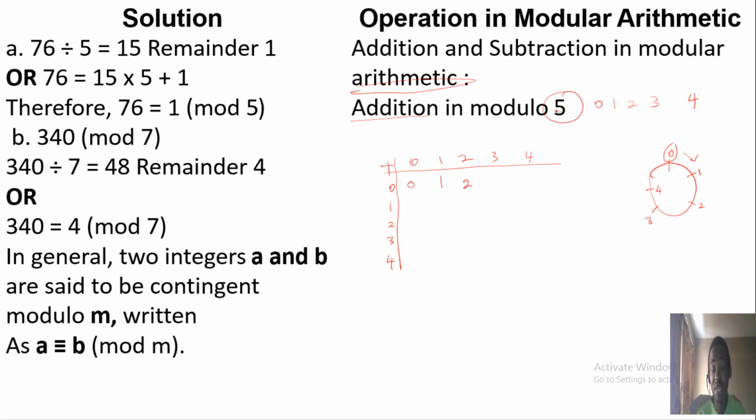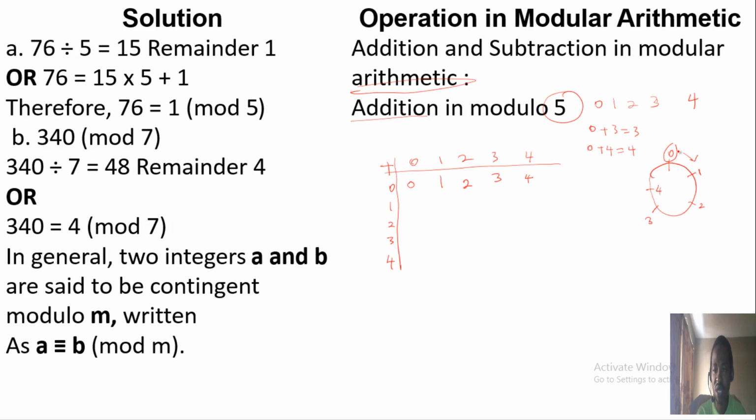Therefore, the next one is 0 plus 3, which will give me 3. 3 is not up to 5, therefore I write my 3 down. Then the next one is 0 plus 4. This will give me 4, which is not up to that number, so I write 4. And basically, when you look from 0 to 4, you just move 0 to 1 to 2 to 3 to 4.